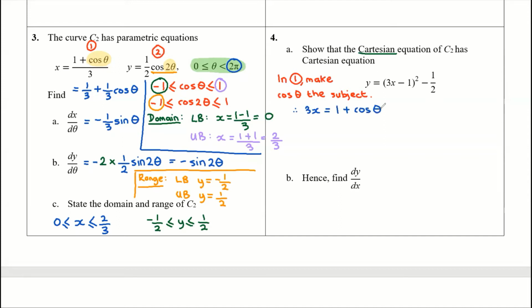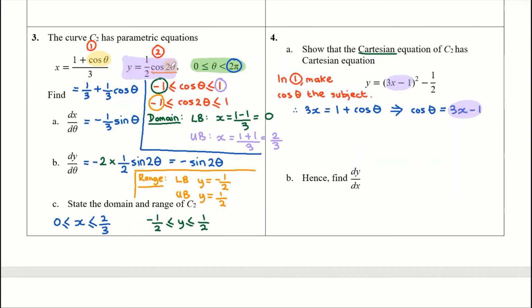Okay, which implies that cos theta is equal to 3x subtract 1. Now, notice something here. This is a good sign because we've got the 3x subtract 1 here and here. So we can see that that's going to be squared. So why is it squared? Because we can't see any squared terms over here. And we're going to have to bring y in now.